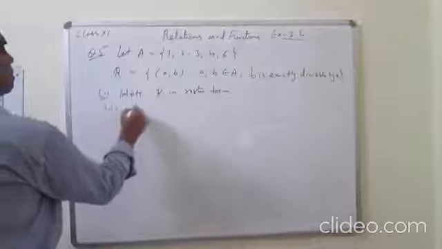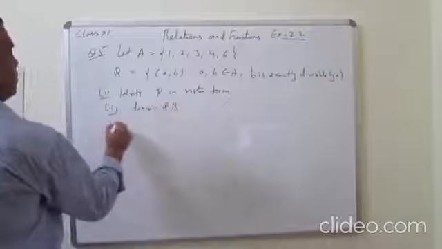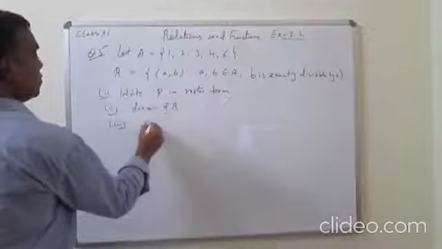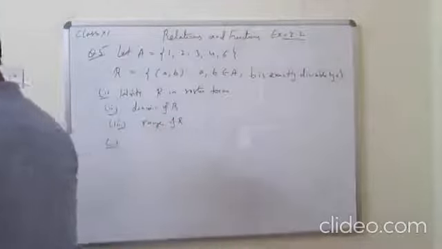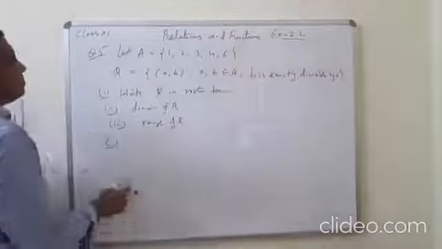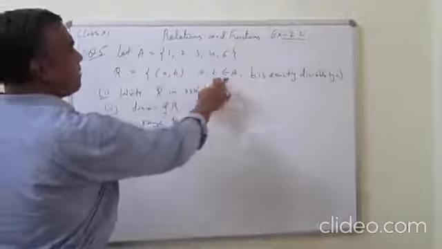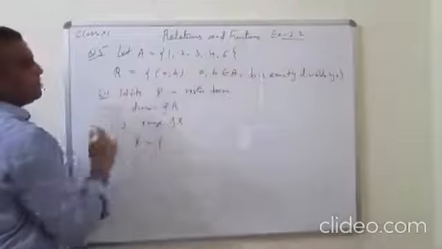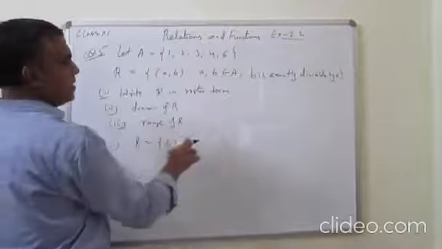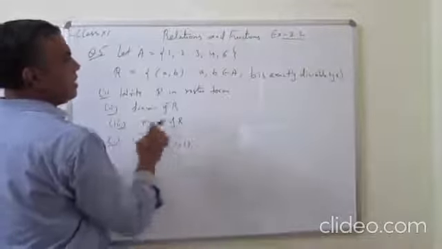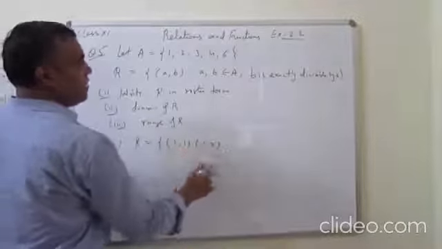Second, the domain of R. Third, write the range of R. First, roster form. See here, R is equal to the ordered pairs (a, b). The first element is a, and the second element b must be exactly divisible by the first element a. So 1 divides 1, and 2 is also divisible by 1.